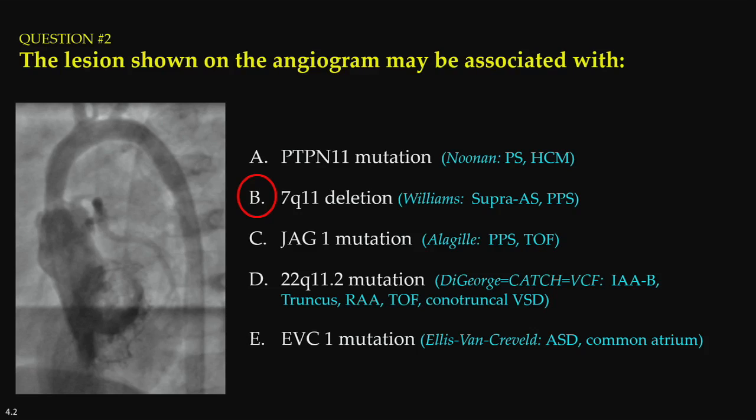which is 7q11 microdeletion. It's associated with supravalvular aortic stenosis, but also PPS, and I told you that we don't dilate Williams syndrome very well when they have peripheral pulmonary stenosis. PTPN is associated with Noonan syndrome, that's pulmonary stenosis and hypertrophic cardiomyopathy. The JAG mutation is Alagille, and that's associated with PPS and tetralogy of Fallot. 22q11 is DiGeorge, so interrupted aortic arches, truncus, right aortic arch, tetralogy of Fallot, or the conotruncal VSDs, and then the Ellis-van Creveld mutation, ASDs and common atrium.